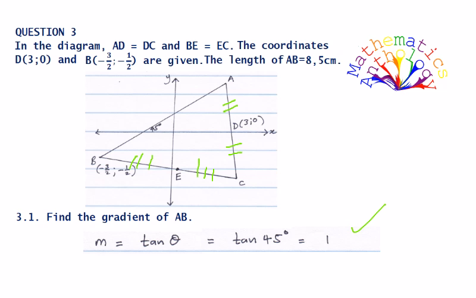So we now go to the equation m equals tan theta. If you look carefully along the line AB on the x-axis, you'll see an angle there of 45 degrees. That's your theta angle. So m will equal to tan of 45, which is equal to 1.